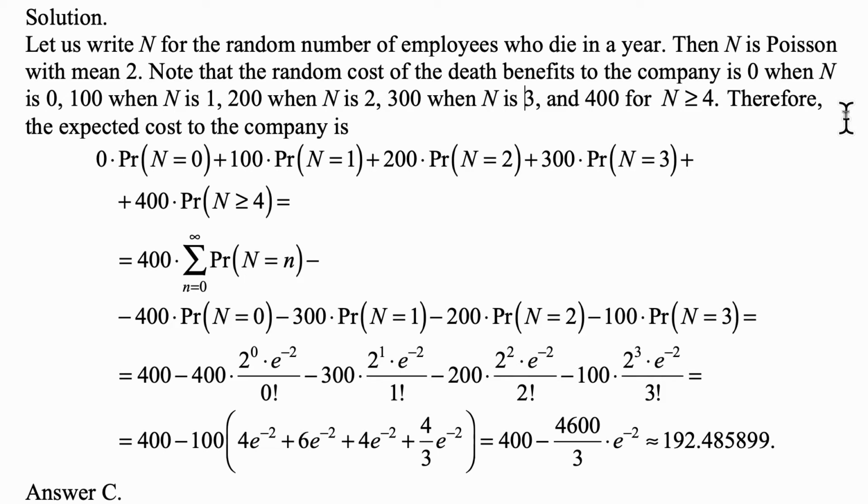Therefore, the expected cost of the company is 0 times the probability that n is 0, plus 100 times the probability that n is 1, plus 200 times the probability that n is 2, plus 300 times the probability that n is 3, and then for any n greater than or equal to 4, the payment that the company makes is 400, because any excess over that is covered by the insurance policy.